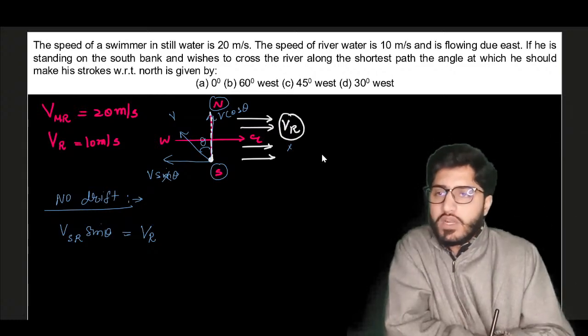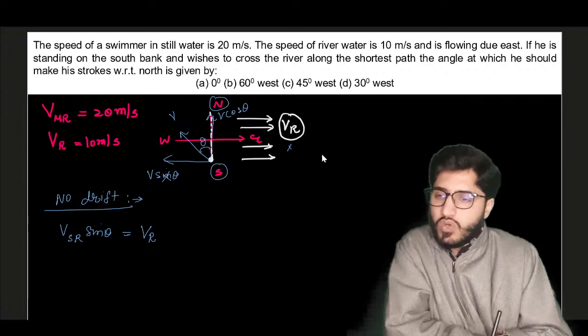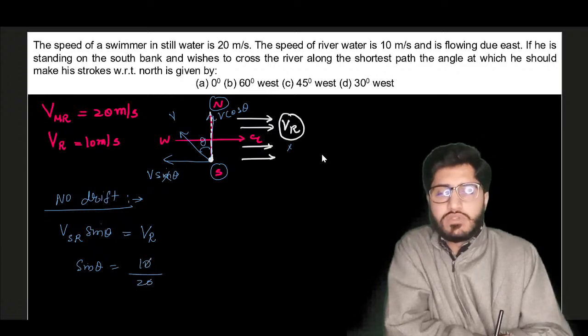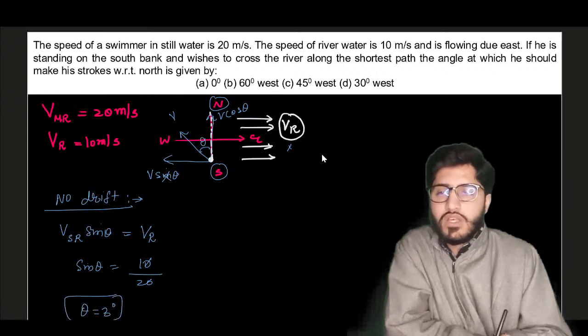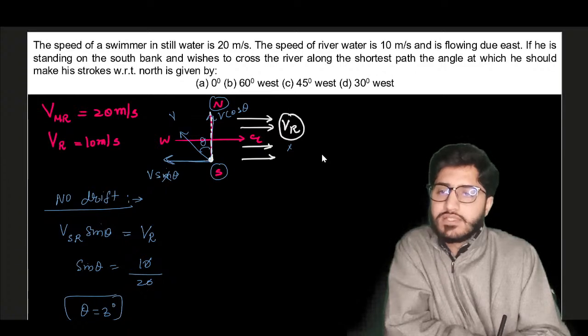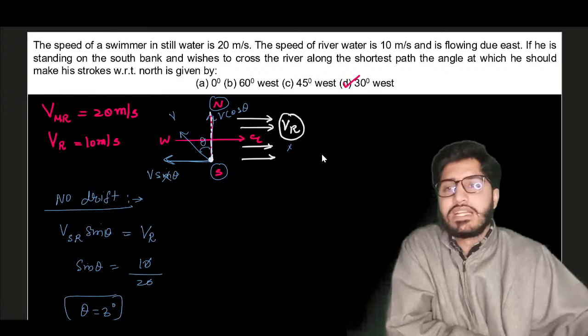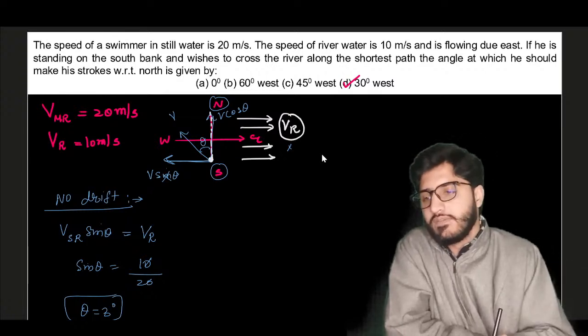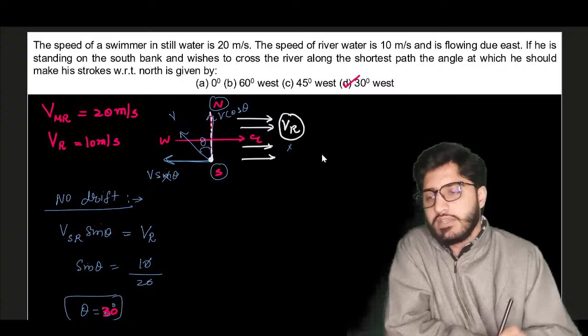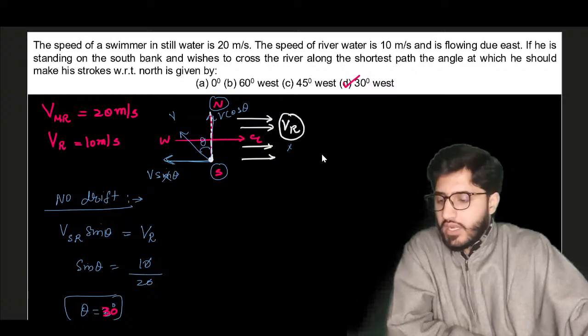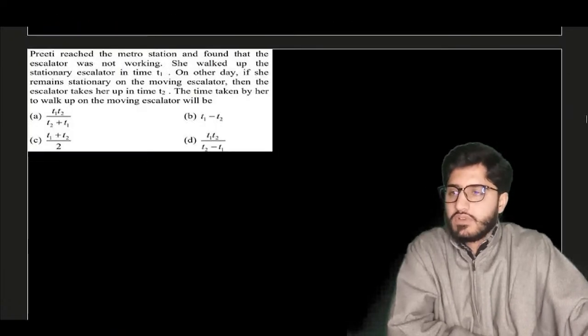So what do we have to find out? The angle. So I can write sin theta equals VR by VMR. VR is 10 and VMR is 20, so it is 1 by 2, that is 30 degrees. So theta came out to be 30 degrees. Towards west. Sir, is it 30 towards west? Yes. Option number D is correct. It's 30 now. Now, next numerical.